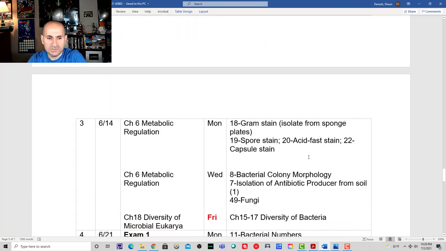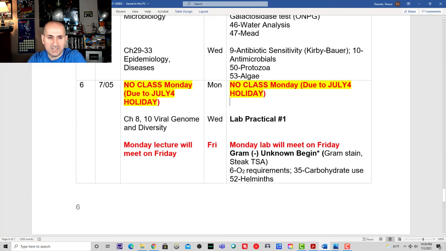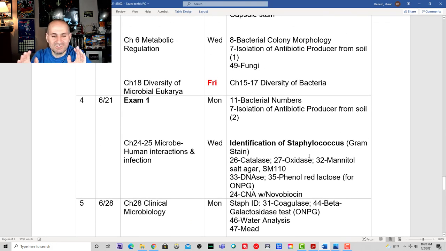Oh, before I forget, one thing that comes up often is the equipment we used in the lab. Do you remember we used a Quebec counter? It is used to count colonies. It is also used to observe colony morphology. So you should know about the Quebec counter. Another piece of equipment we used was the spectrophotometer.